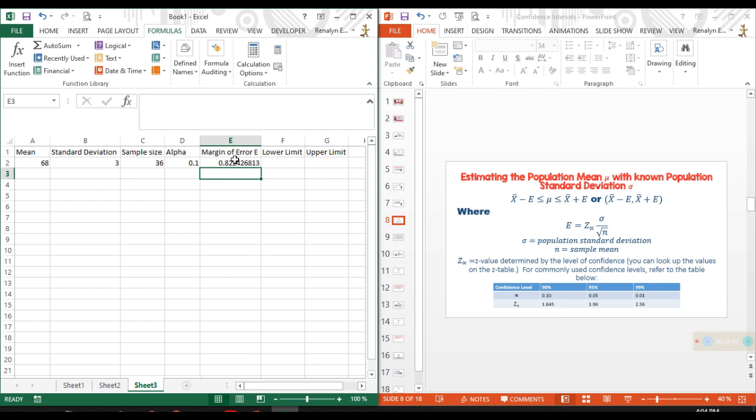Okay? So, that's why for the margin of error, yung mas mahabang or mas maraming values, significant values, yung ipepresent niya sa'yo. So, we have 0.822426813. But, again, you can always perform rounding of numbers. So, for the lower limit, just press equal. Then, we are going to make use of the mean, which is 68. And then, subtract our computed margin of error, E.